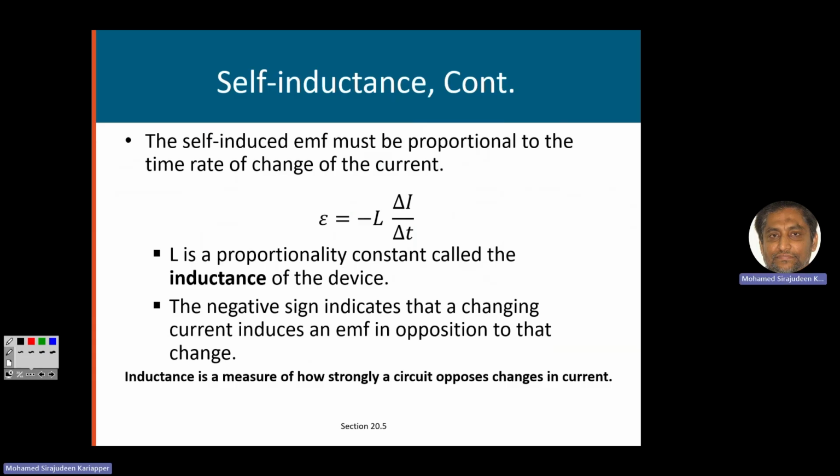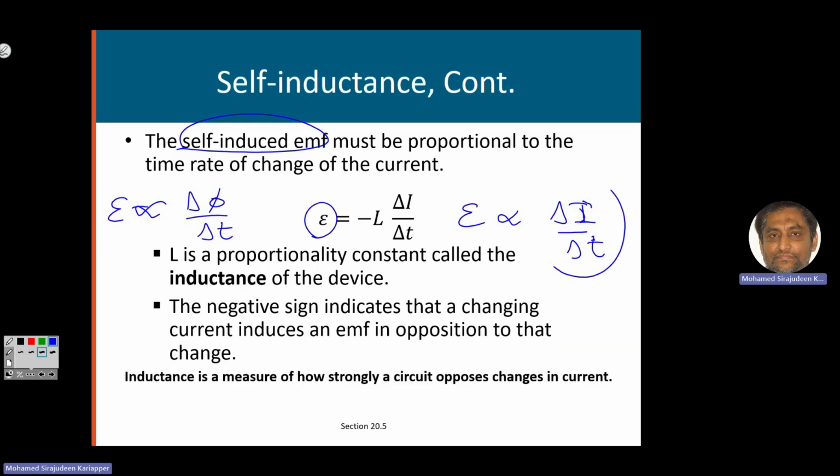So the self-induced EMF must be proportional to the rate of change of current. Why do I say that? Because you know from Faraday's law that it is proportional to the rate of change of the flux. But the flux depends on the current: more current means more flux, less current means less flux. Therefore, I can also say the EMF must be proportional to the rate of change of current.